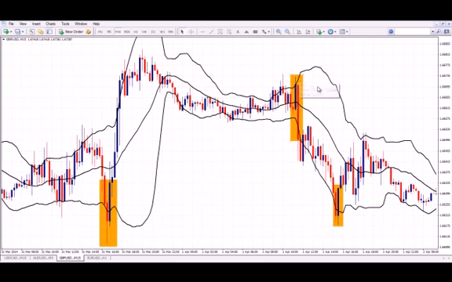Let me get rid of these triangles, because these triangles were used to explain the simple overbought and oversold signals. But here we also have what we call a Bollinger Band squeeze with a fail to break the previous high or the previous low. This is a very powerful signal. Now let me explain this to you.